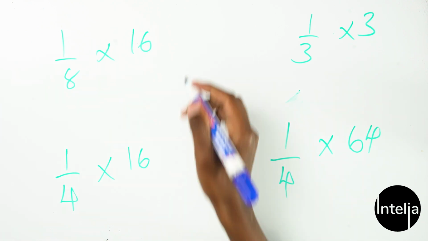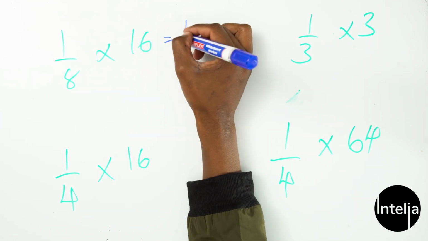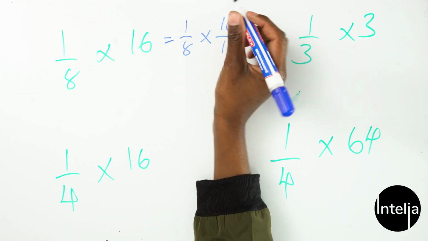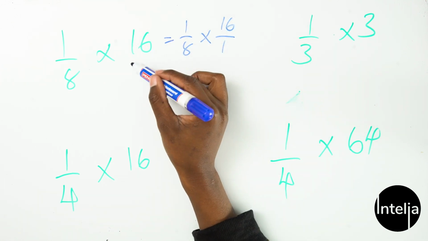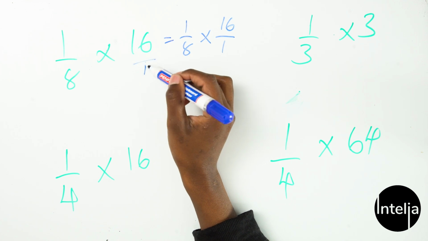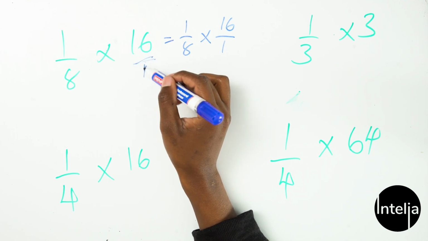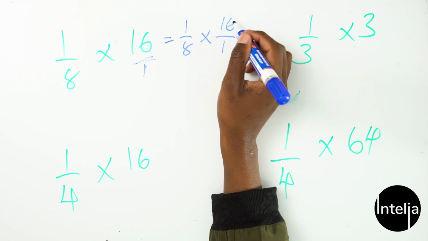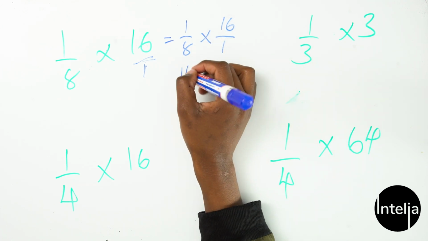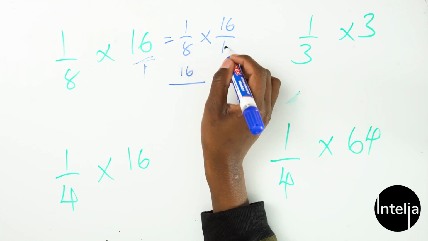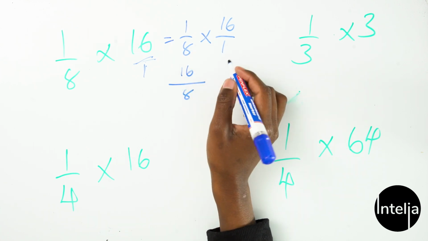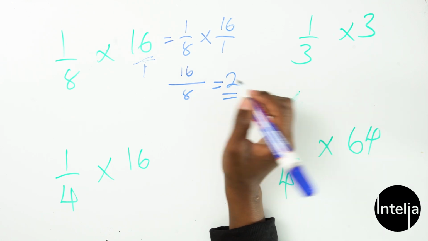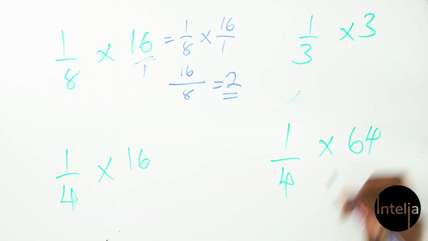So the first one is 1 over 8 times 16 over 1. Since it's a whole number, you put a 1 here. And then you say 16 times 1, that's 16 over 8 times 1, that's 8. And then 8 into 16, that's 2. So your answer is 2.